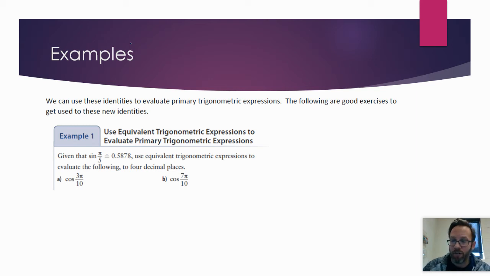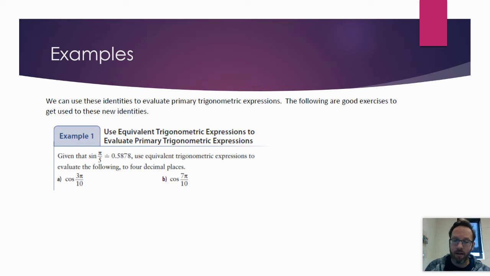Again, it's just to become better at working with radians, using these new identities, and it's just good exercises. It's not like this kind of thing is going to come up in your applications or on the work site for the rest of your lives, but these are good exercises just to get better and get stronger. So here, we're given that the sine of pi over 5, that's not an exact angle that we know, is about 0.5878. We're going to use equivalent trigonometric expressions to evaluate cosine of 3 pi over 10.